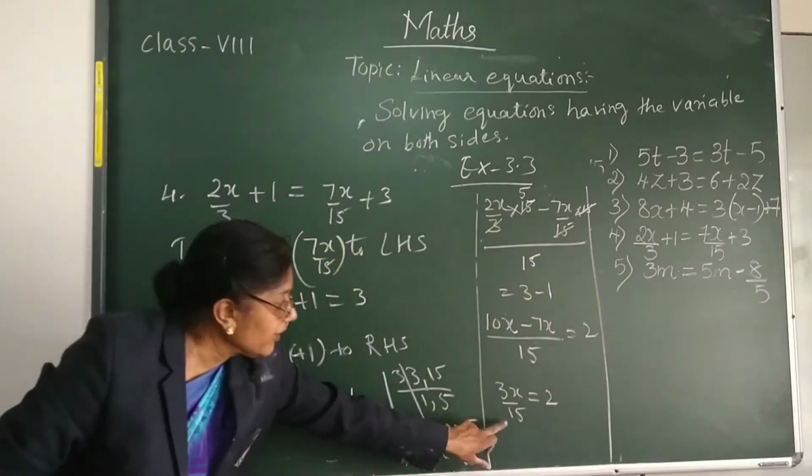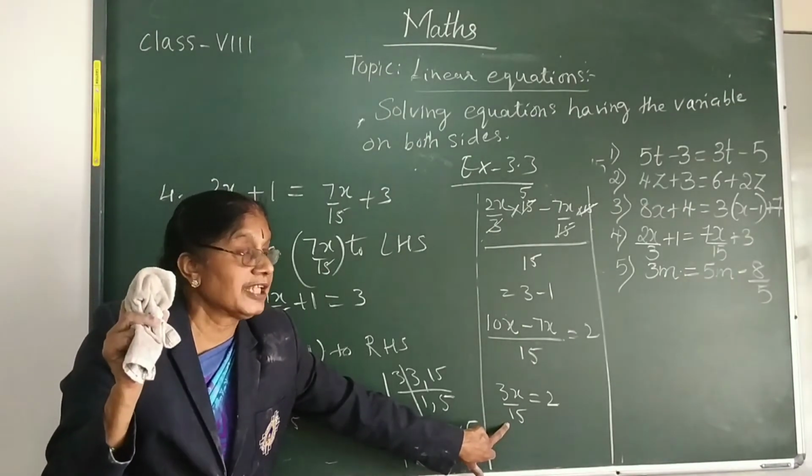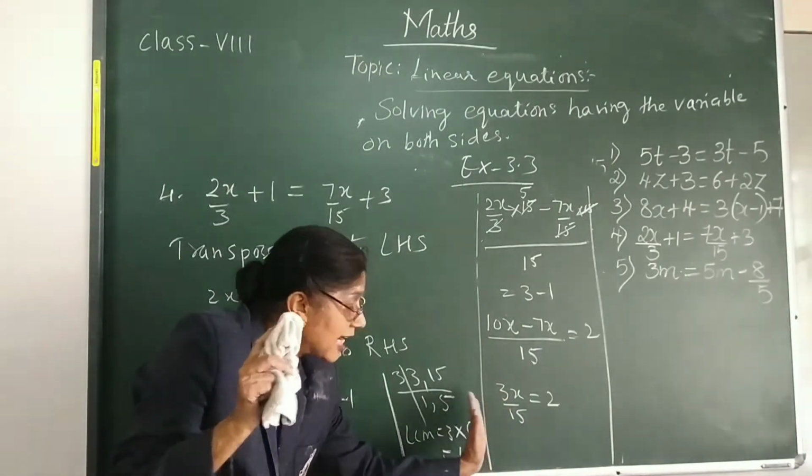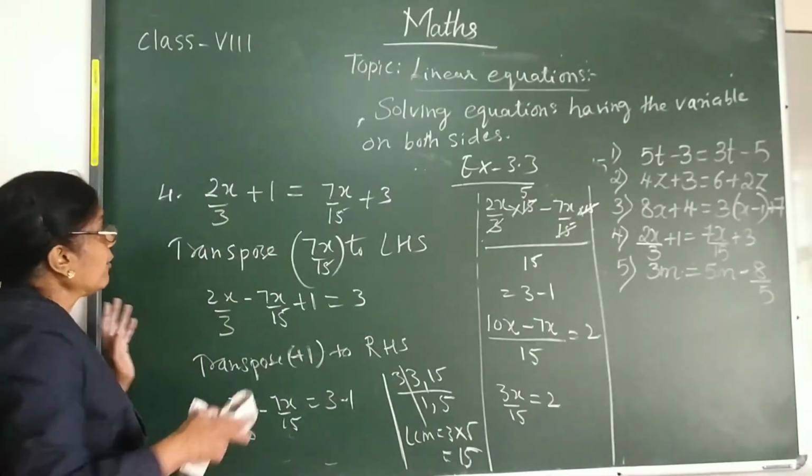See now, 15 is in the denominator, division. I told you the rules for transposing. When division is on left hand side, when it goes to the right hand side, it will become multiplication. So we have to multiply it.